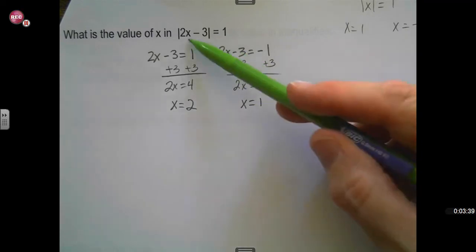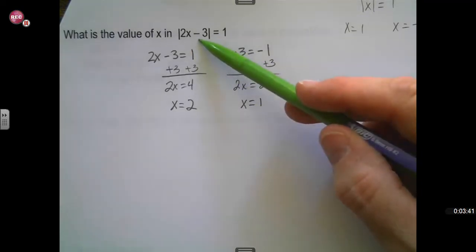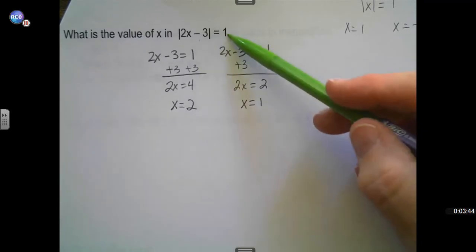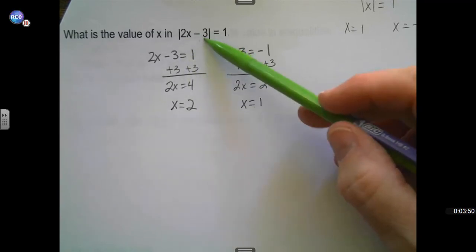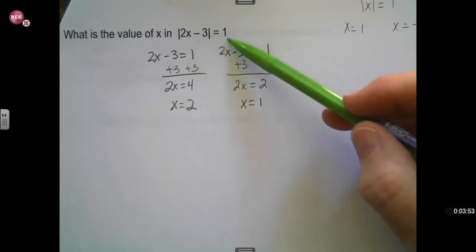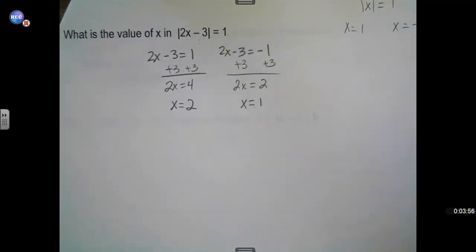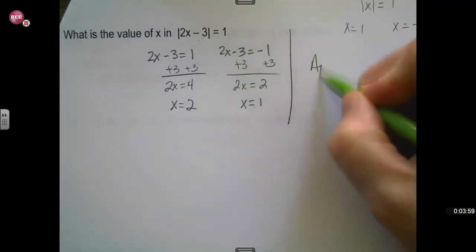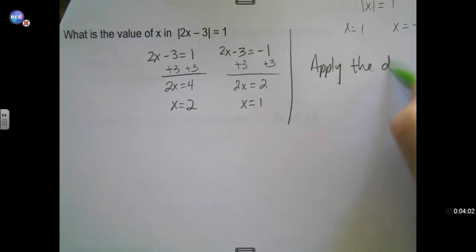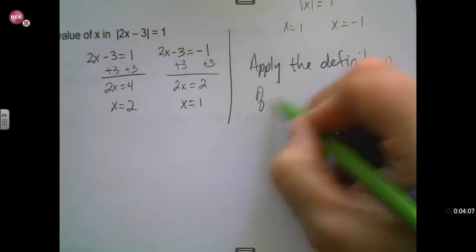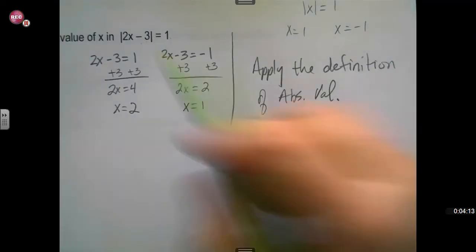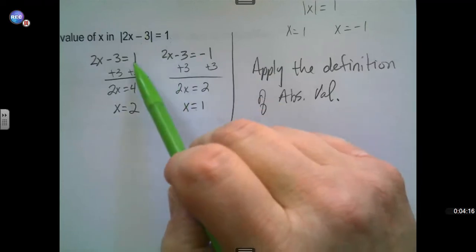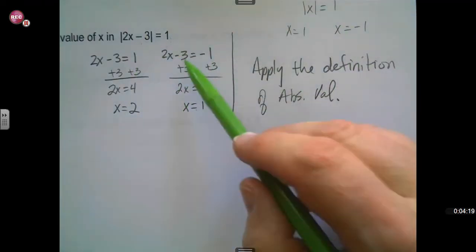If I plug in 1, I get 2 minus 3. That's -1. The absolute value of -1 is +1. So that works. If I plug in 2, 2 times 2 is 4. 4 minus 3 is 1. The absolute value of 1 is 1. So that one also works. This is applying the definition of absolute value. I say that this stuff inside equals +1, or it equals -1.